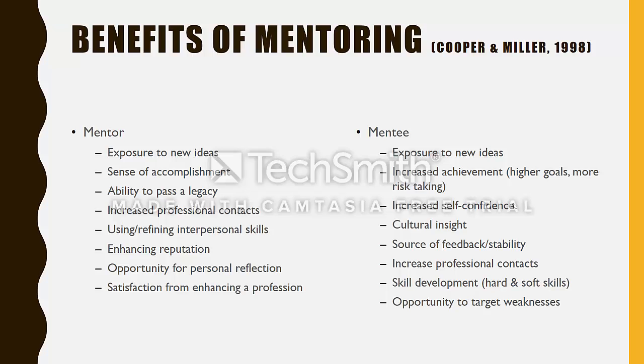Also, the mentee stands to increase their own list of professional contacts. They're increasing their social network, their social capital. And then obviously the ability to develop skills, both hard skills and soft skills. So an example of a hard skill might be developing a greater level of skill towards strategic planning. Soft skill would be more along the lines of interpersonal skills, maybe more effective listening, active listening skills, communication skills in general, things like that. And then obviously through a mentoring relationship, a mentee has the opportunity to identify and target some of their own weaknesses.